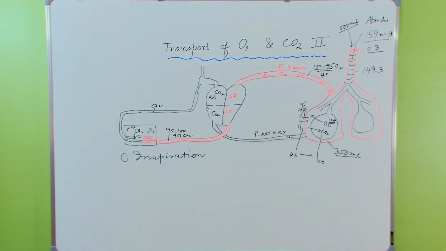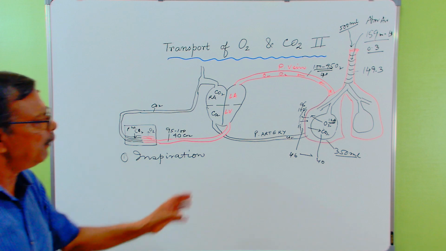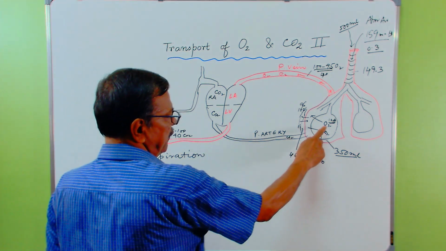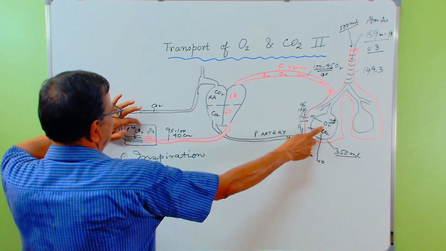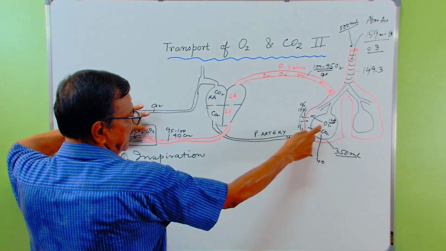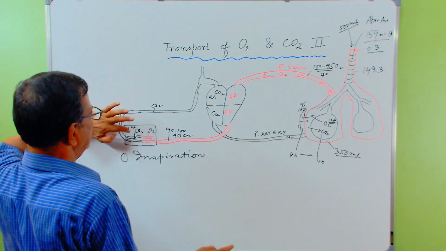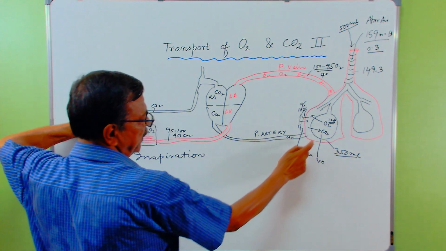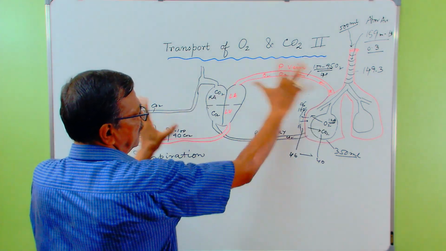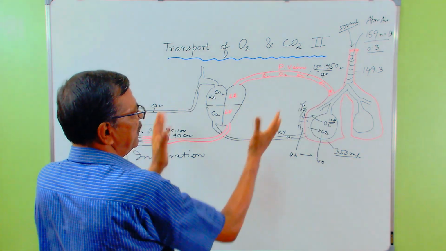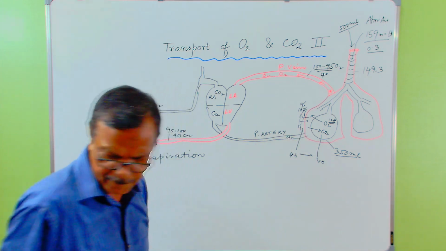Now, we have to go through the main subject. This is the entry point of oxygen, exit point. You should remember this. This is the entry point, exit point. Here, entry point of CO2, exit point of CO2. And remember this diagram, then you will be able to write the answer.